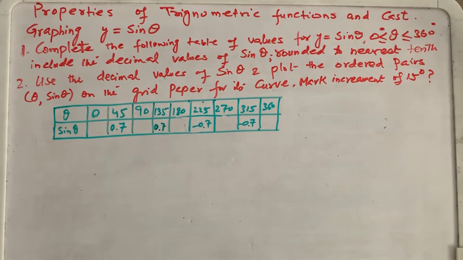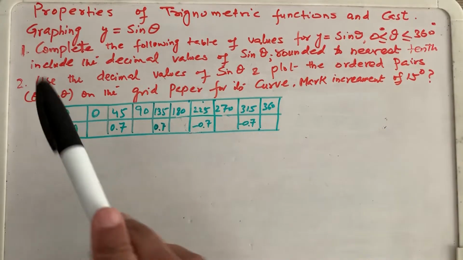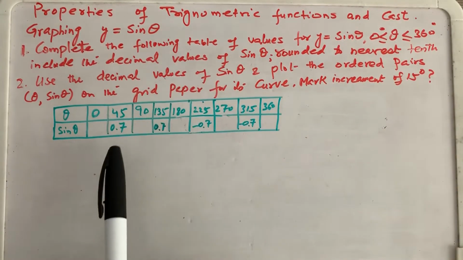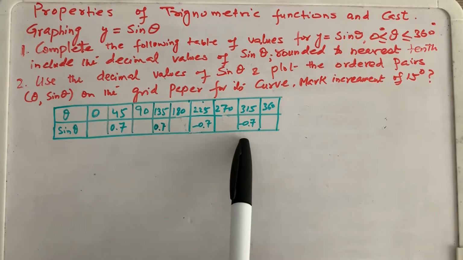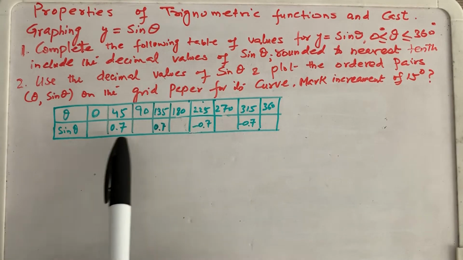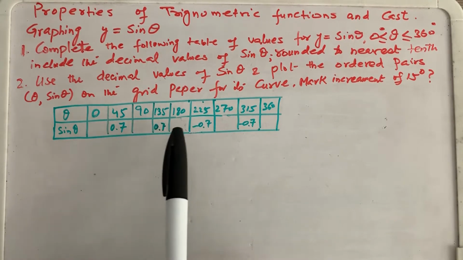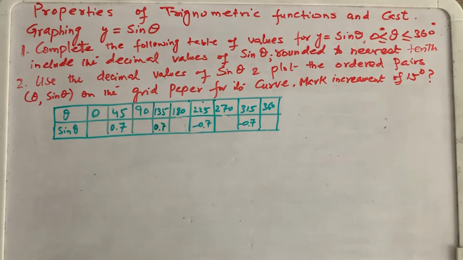So today our topic is properties of trigonometric functions and CAST, and we will be doing one question here, as asked by my 11th grader: graphing y equals sine theta. The question can come in a different fashion. Here the question is: complete the following table. A few values are given, but the key point values are unknown, and students are supposed to fill in the key point values 0, 90, 180, 270 and 360.